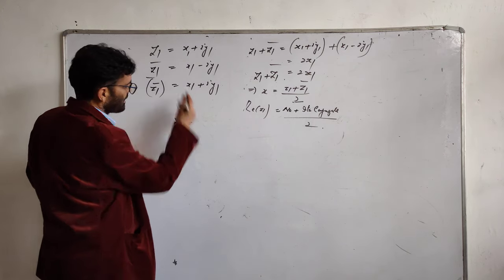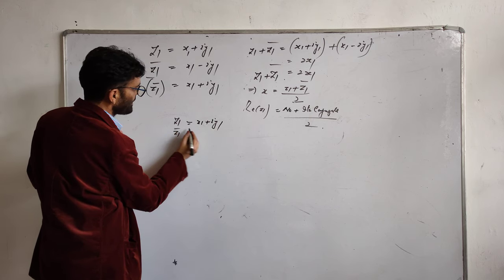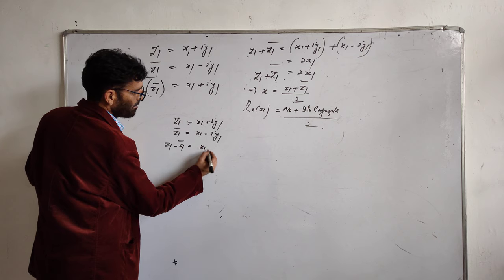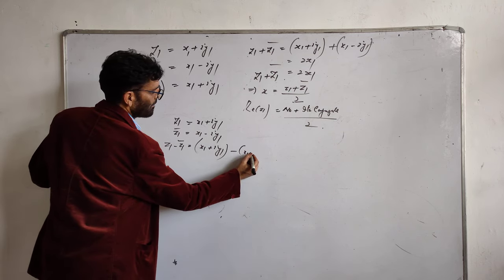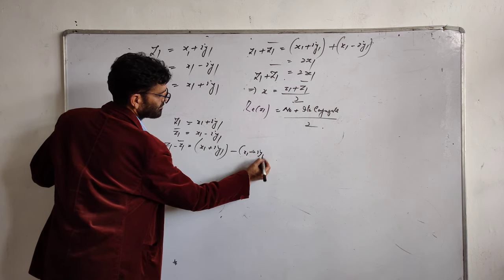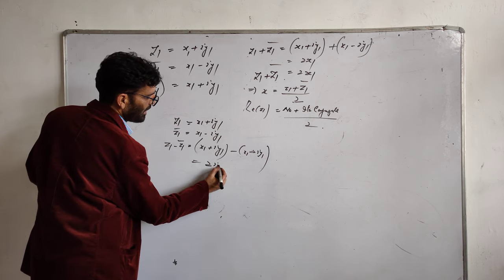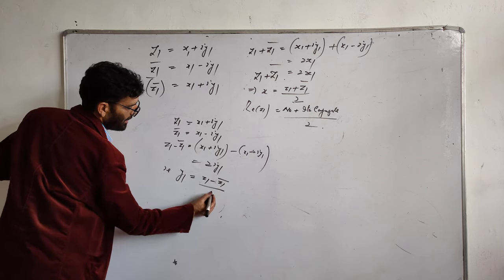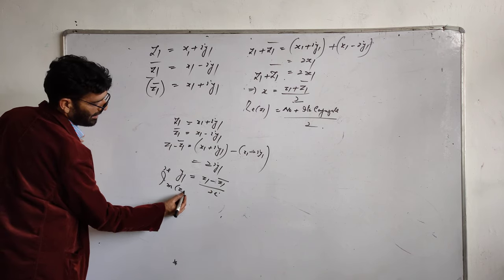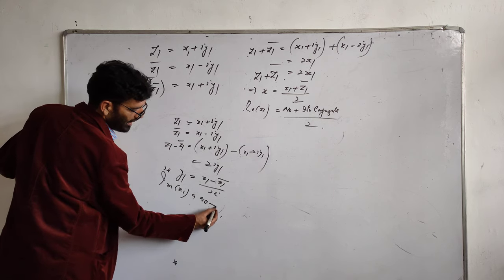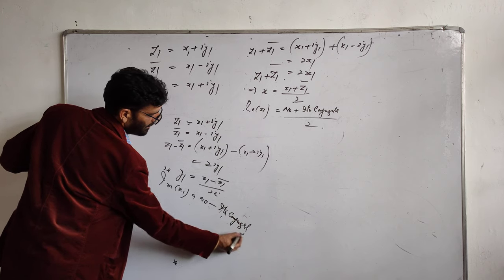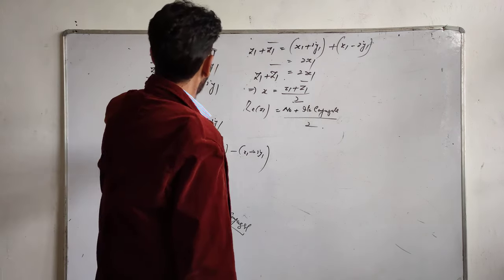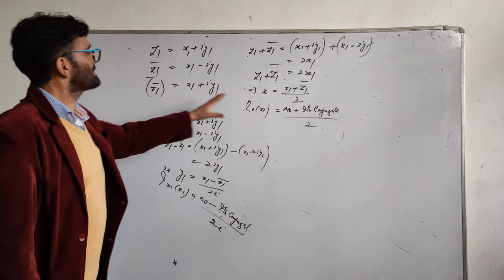Again, let us have the subtraction. Z1 is x1 plus i y1 and z1 conjugate is x1 minus i y1. Let us subtract: z1 minus z1 conjugate is equal to x1 plus i y1 minus x1 plus i y1. It will come equal to 2i y1. That is, y1 is equal to z1 minus z1 conjugate divided by 2i. Simply, the imaginary part of z1 is the number minus its conjugate, divided by 2i. This is all about the conjugate and its properties.